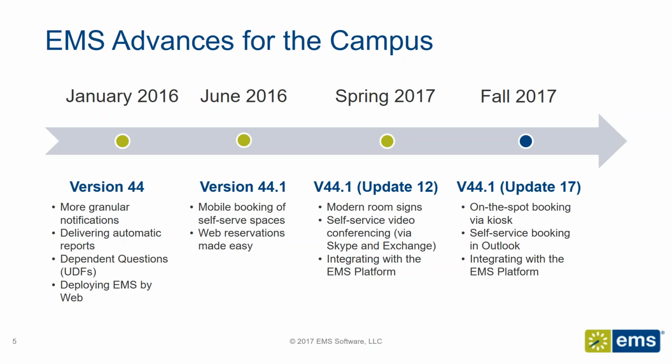If you remember last year in 2016, if you were a customer, we released 2 versions, the first in January for the expert user, the second in June for what we call the everyday or the casual user. In January, these were some of the top enhancement requests we've had for some time. These included more granular notifications, automated reports, user-defined fields, so that when someone asks a question, a dependent question could pop up. Those sorts of things that make your lives easier and make it easier to administer managed spaces.